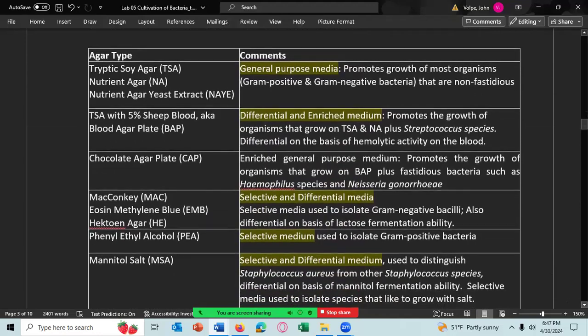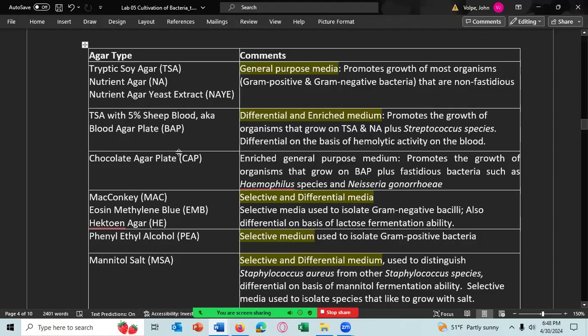All right, this table is giving you the different types of media: tryptic soy agar, nutrient agar, and nutrient agar with yeast extract. That's abbreviated TSA, NA, and NA. They're all general purpose media. Then we have blood agar, which is TSA with 5% sheep red blood cells added. It is a differential and enriched medium, meaning it's an enriched general purpose media. It will grow a finicky or fastidious organism, and it's also differential on the basis of its hemolytic activity.